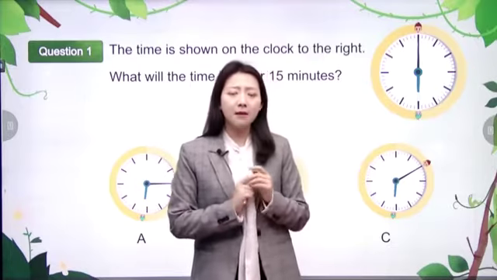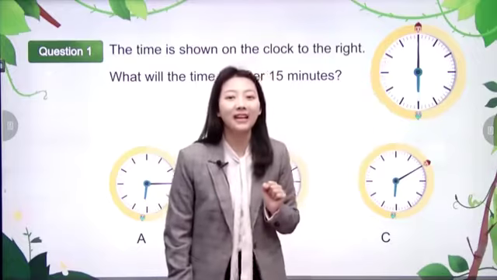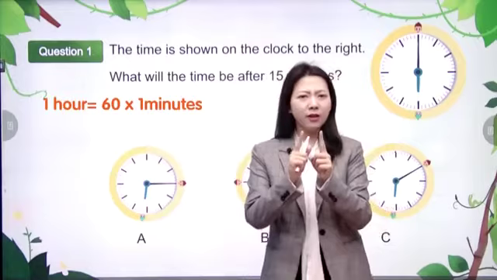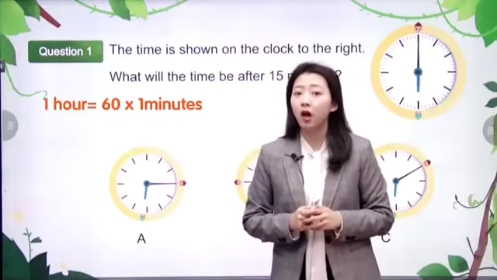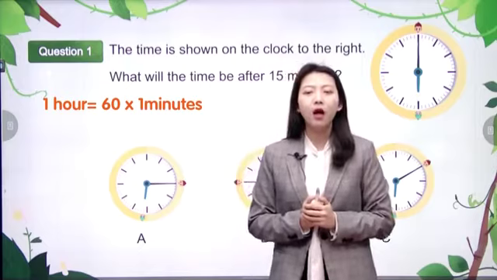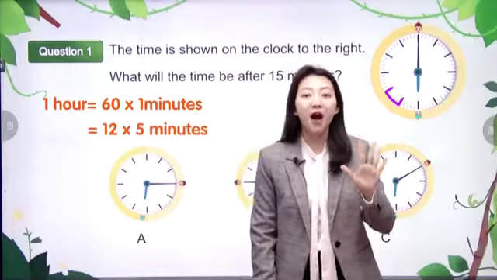In this clock, except the hour hand, there is still a longer hand. That is the minute hand. Well, you know that there are 60 minutes in an hour. So every tiny little interval you see here in the clock is 1 minute. And there are 60 of them in total. And there are still the longer intervals, right? Each of them is 5 minutes.